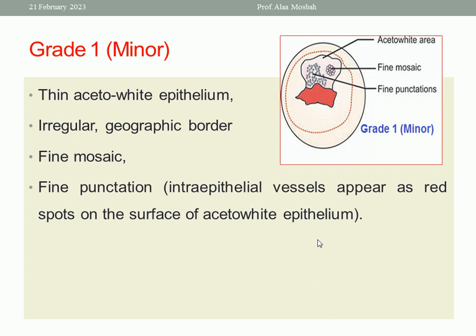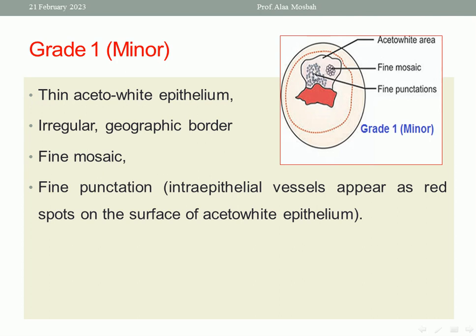Let us go to the grade 1 lesion, which is less hazardous, or we call it the minor. Okay? What are the signs during colposcopy? Thin acetowhite epithelium. If you apply the acetic acid, it appears thin. Irregular geographic border. Look at this picture, please. This is the acetowhite area with an irregular geographic border. Fine mosaic. You know the mosaic pattern or shape? This is a mosaic, but it is fine.